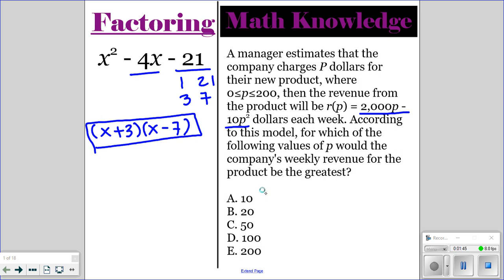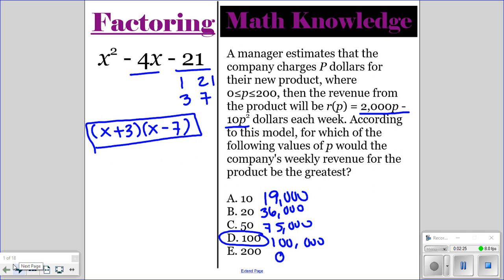10 gives you 19,000. 20 would give you 36,000. 50 gives you 75,000. 100 gives you 100,000. And 200 gives you 0. So obviously the largest revenue is going to be found by 100 because that gives you the biggest number. We will actually learn a better, quicker method to do these later on in calculus, but for now this is the easiest method that y'all are aware of.